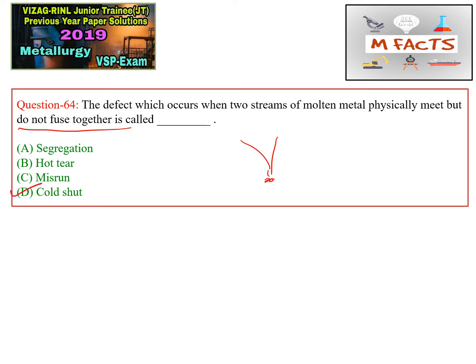This cold shut is basically when two streams of molten metal physically meet but do not fuse together, okay, and what is misrun is basically when metal is unable to fill the mold cavity completely and leaves the unfilled cavity, that is known as misrun, okay, and hot tear is basically hot cracking.